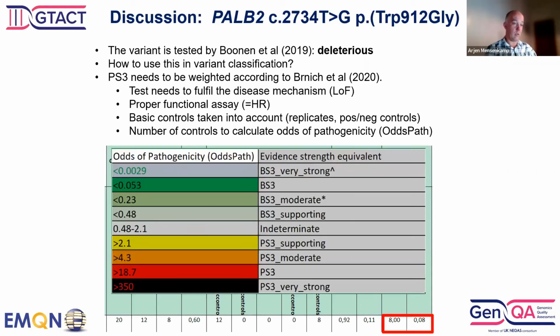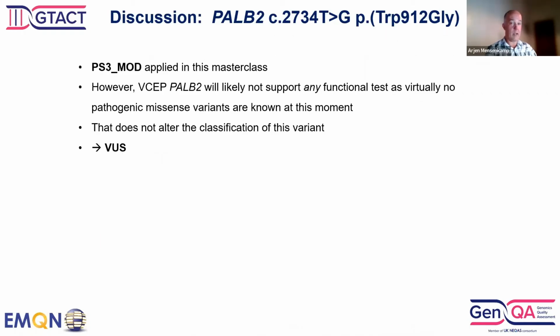That gives odds of pathogenicity of 8, and if you then convert that to an evidence strength equivalent, based on several papers also by Tavtigian et al., odds of pathogenicity of 8 applies to be high in the PS3 moderate range. Therefore, we applied this assay at a moderate strength. Next slide. So we applied this in this masterclass.